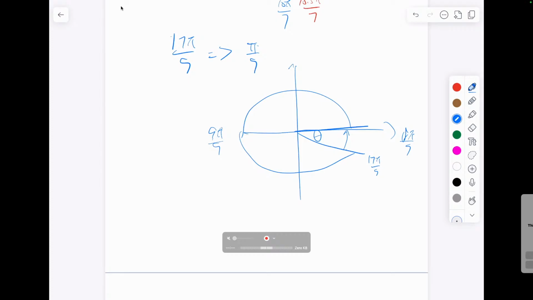Do you guys know this? In geometry, do they teach you? No, but now you know.